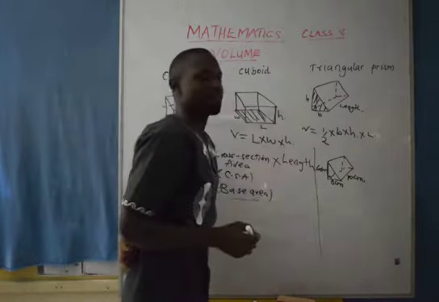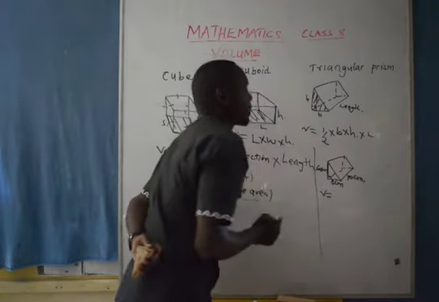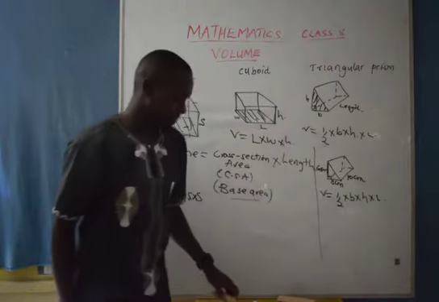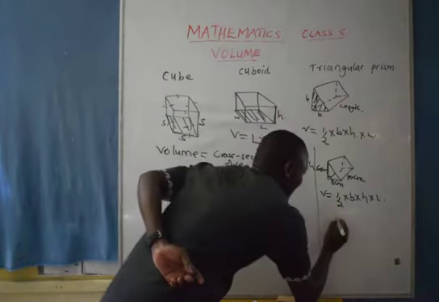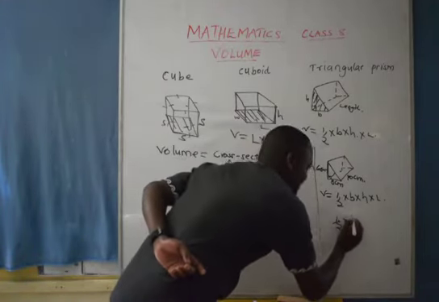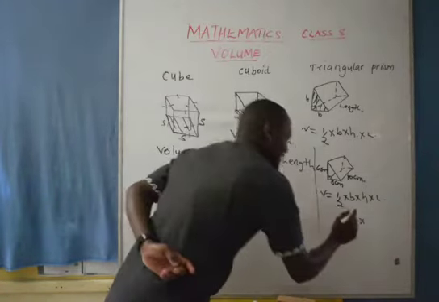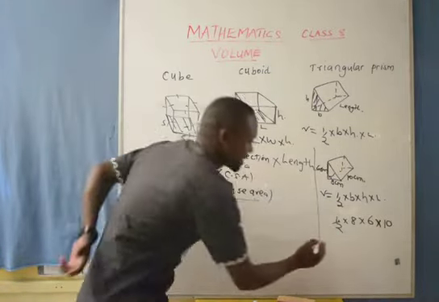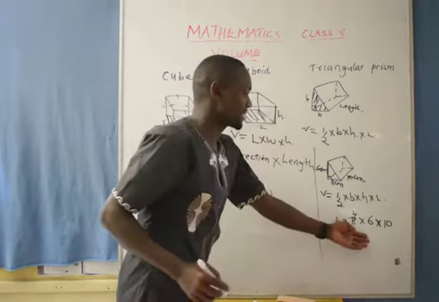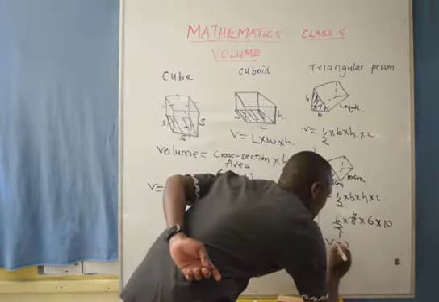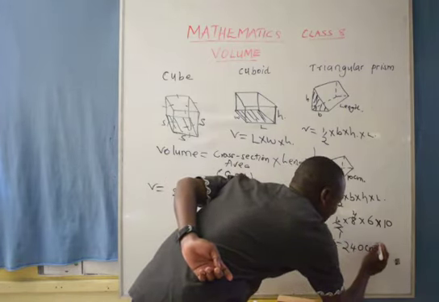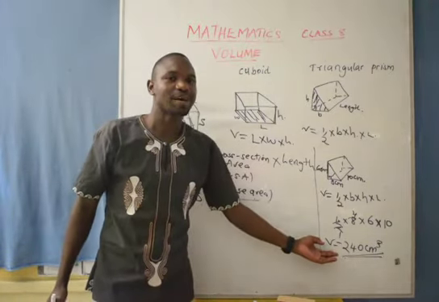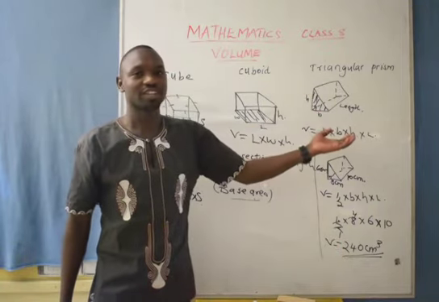Using our formula, you start by writing the formula. The formula for getting the volume of a triangular prism is a half times base times height times the length. In our case, we take a half times a base of 8 centimeters times a height of 6 centimeters, then times the length of 10 centimeters. Then we simplify: 1 over 2 times 8 is 4. 4 times 6 is 24. So the volume will be 240 cubic centimeters. That is just an example of how to get the volume of a triangular prism.